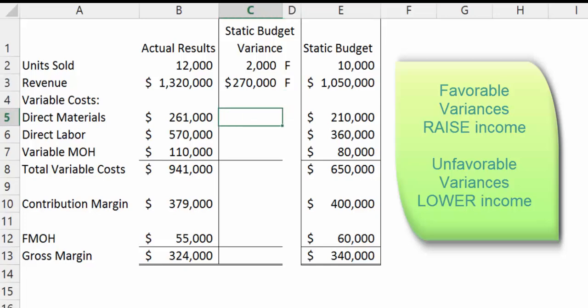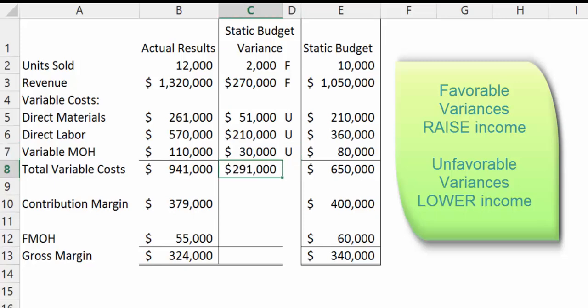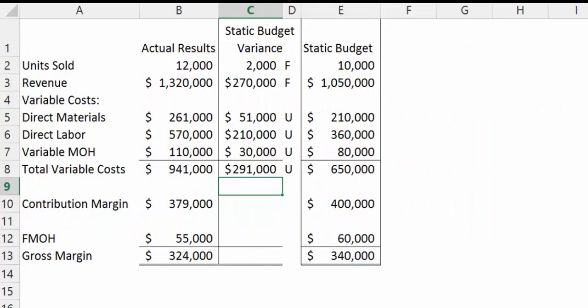Dropping down to the direct materials variance, we have a higher expense in the actual column than in the budget column, and that makes this an unfavorable variance. More expenses lead to lower gross margin or operating income, all else being equal, and so that makes this an unfavorable variance. Direct labor, likewise, is an unfavorable variance. Variable manufacturing overhead is also an unfavorable variance, and my total variable costs is an unfavorable variance. I could have arrived at that $291,000 two different ways.